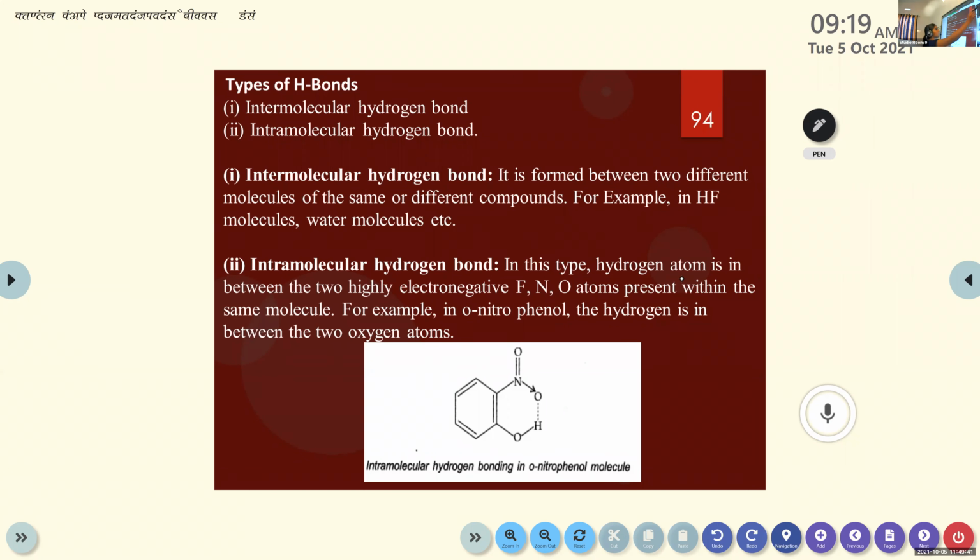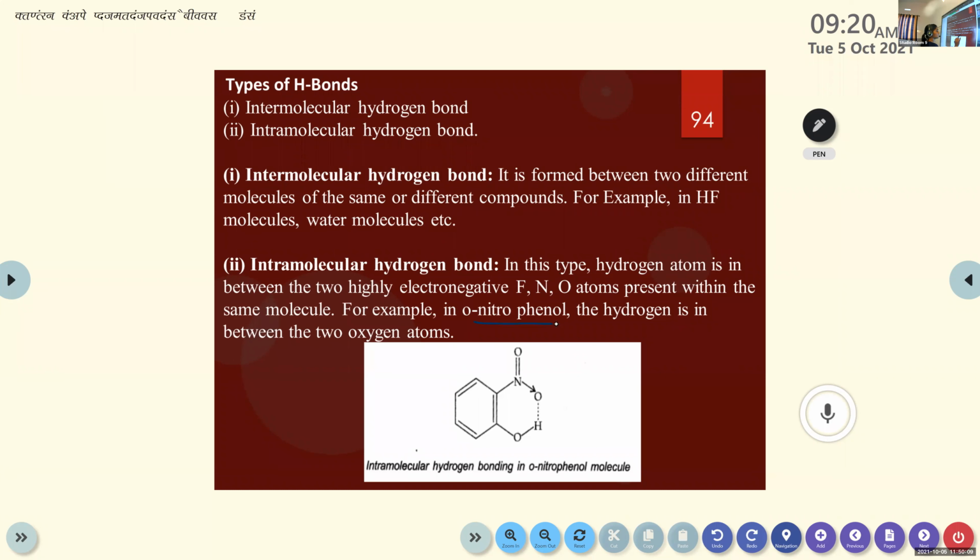Okay. The next one is intramolecular hydrogen bonding. In this type, the hydrogen atom is in between two highly electronegative fluorine, nitrogen, oxygen atoms present within the same molecule. So this intramolecular hydrogen bonding happens within the same molecule itself. The hydrogen bond will be formed between the electronegative atom and the hydrogen atom within the same molecule itself. That is intramolecular hydrogen bonding.